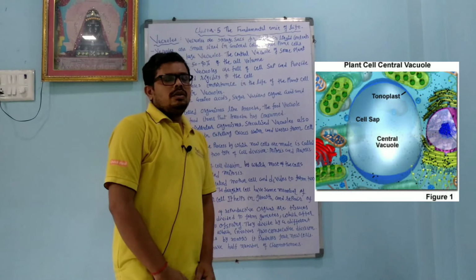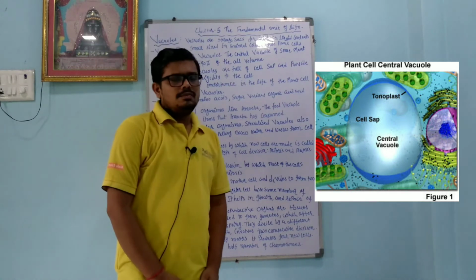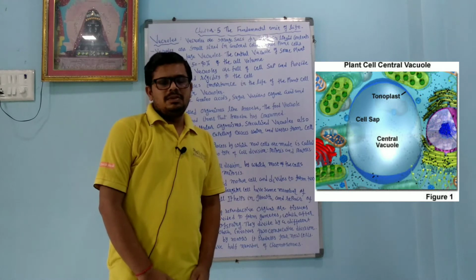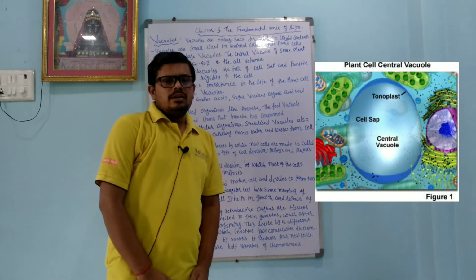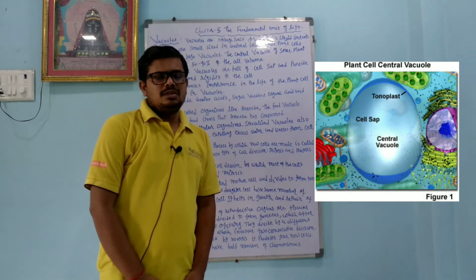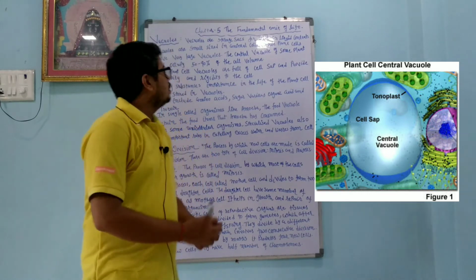Hello students, we are going to learn about the vacuoles which are present in the cell. In plant cells, they are present at 50 to 90%. We are also going to learn about cell division, in which we will learn about mitosis and meiosis. Okay, so we will start.